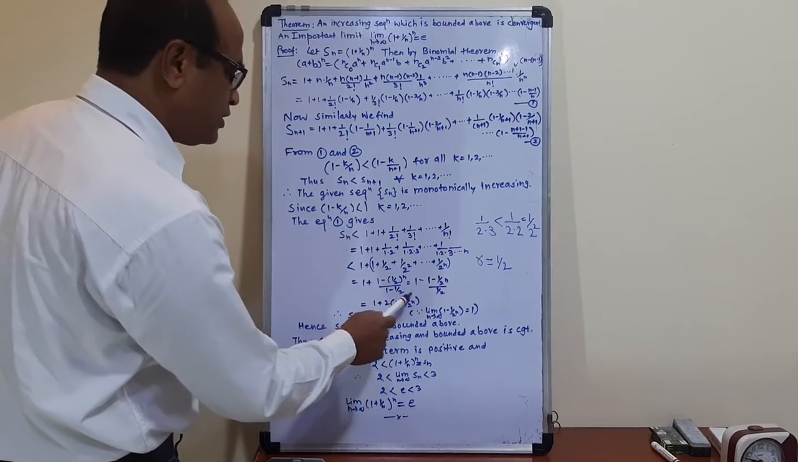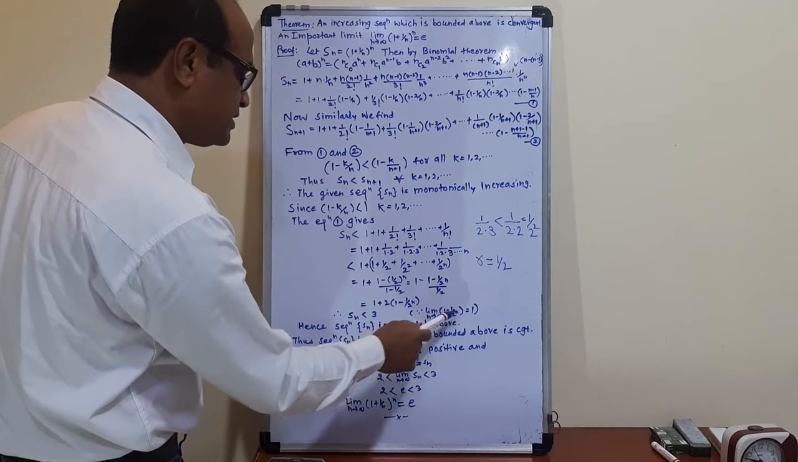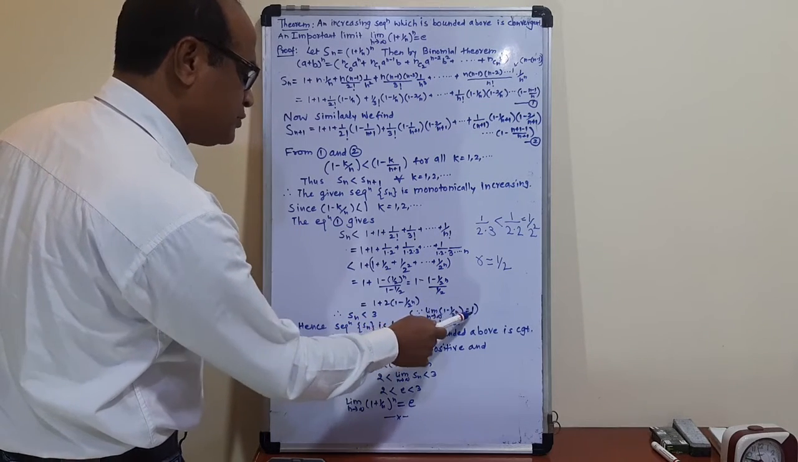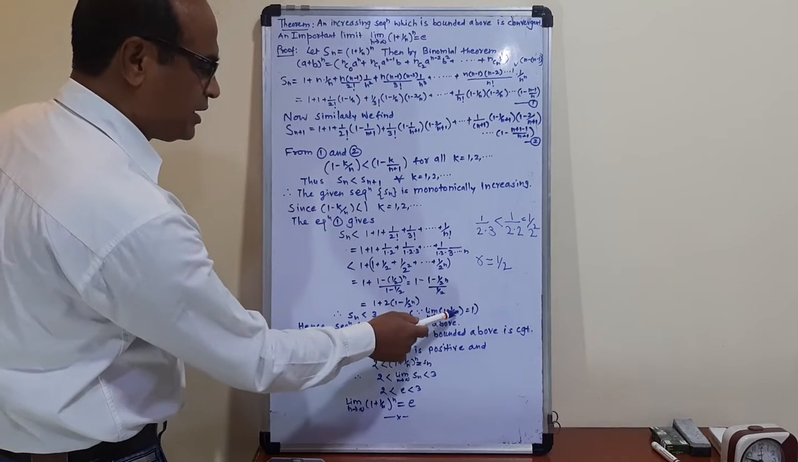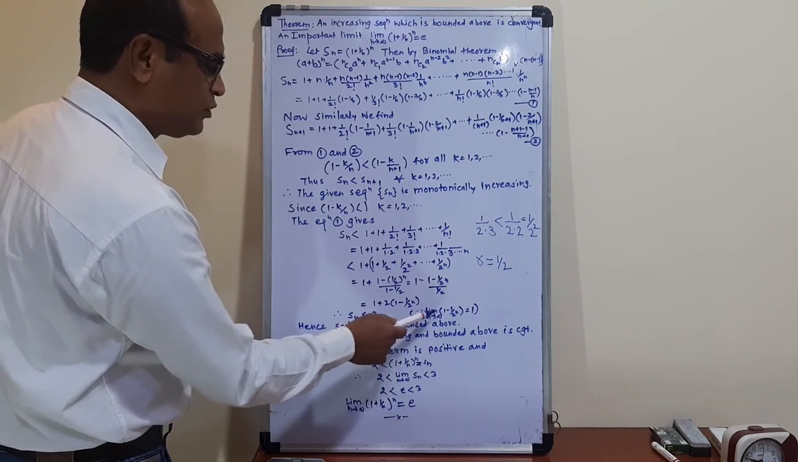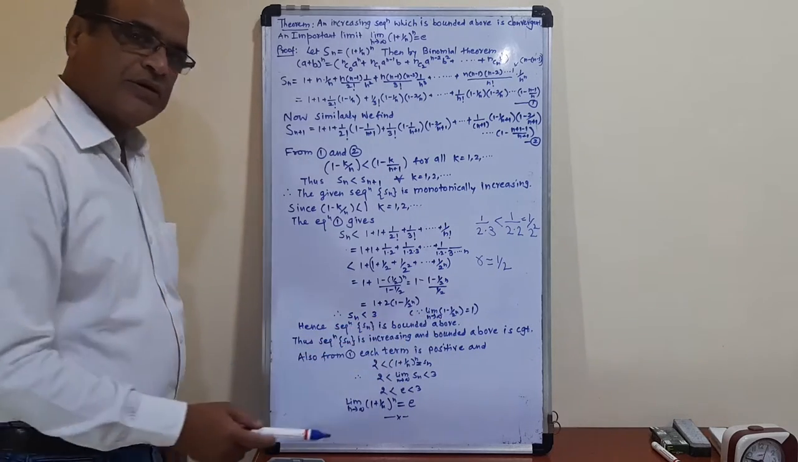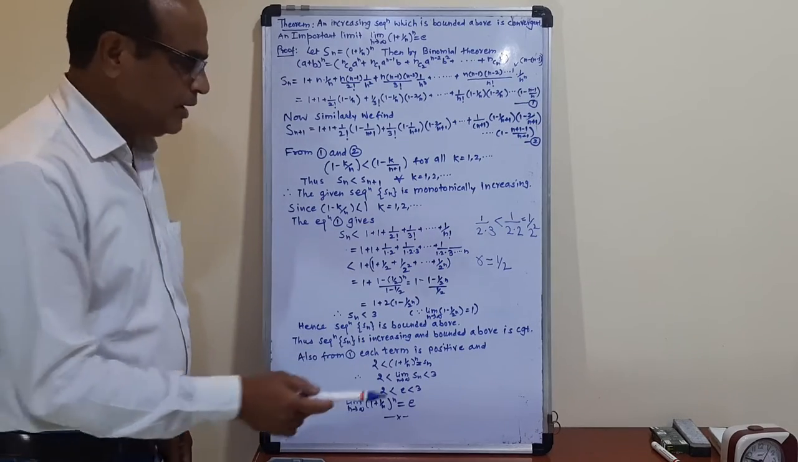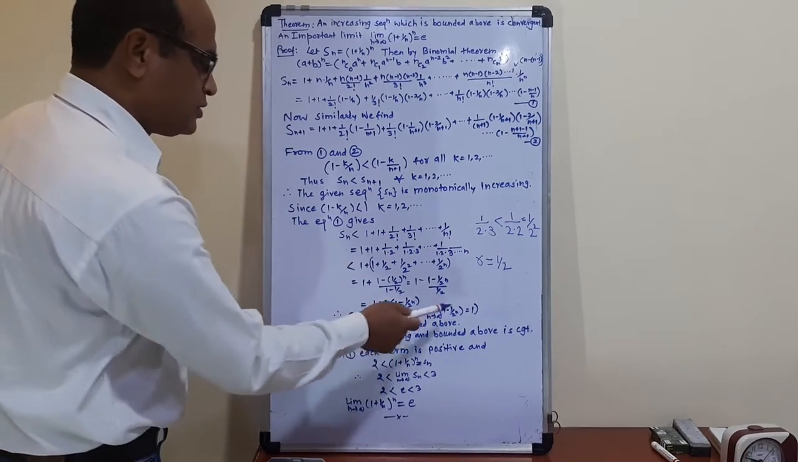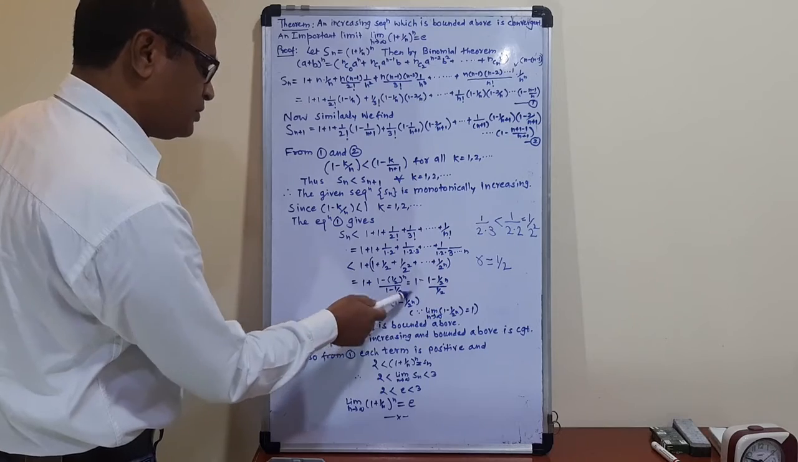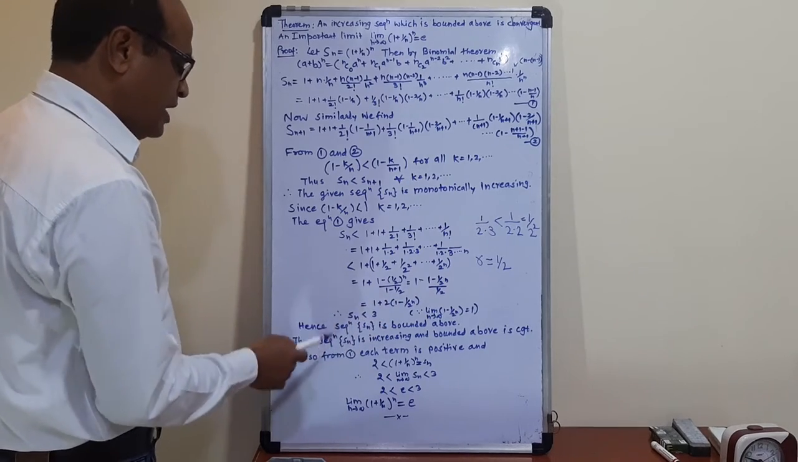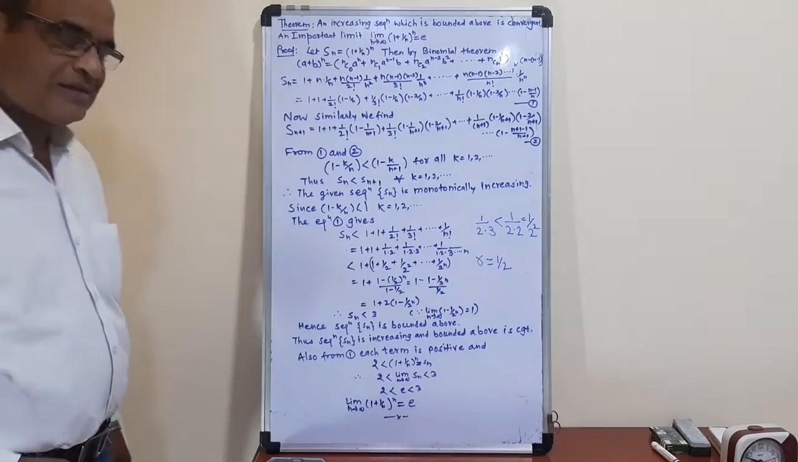Why? So find out the limit of this. Limit of 1 minus 1 upon 2 raised to n: as n tends to infinity, 2 raised to n tends to infinity, so 1 upon this tends to 0. So limit of this is 1. So 1 plus 2 is 3. So Sn is less than 3.